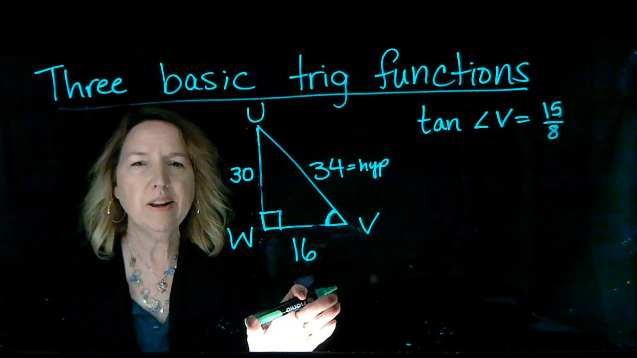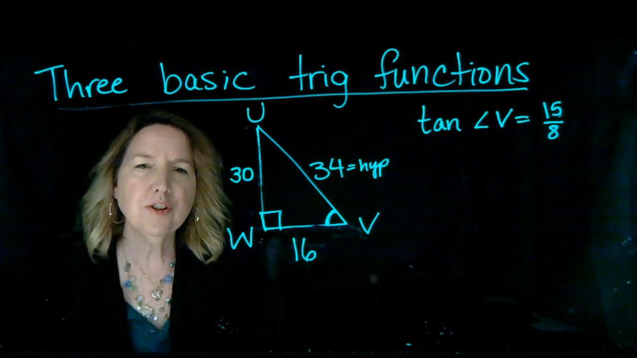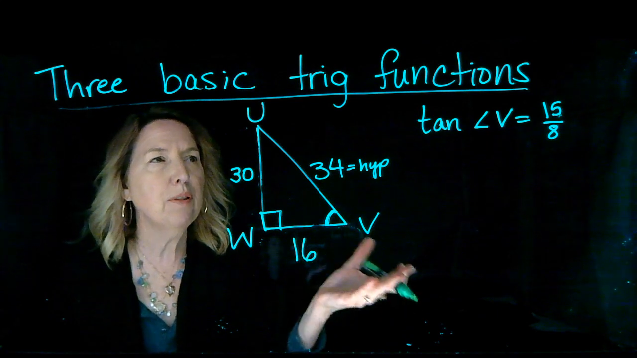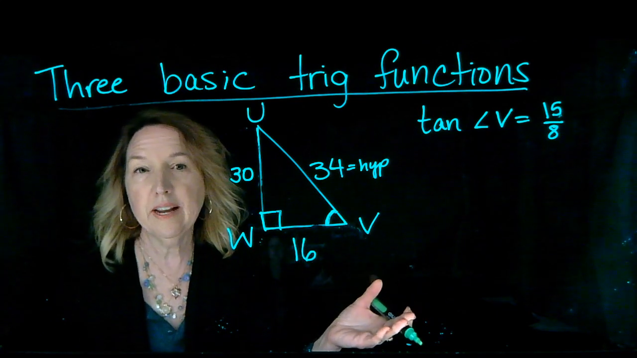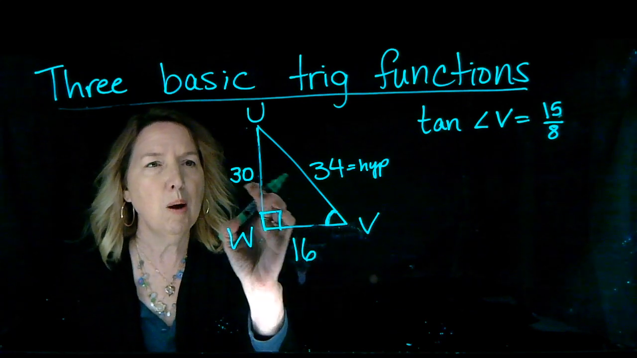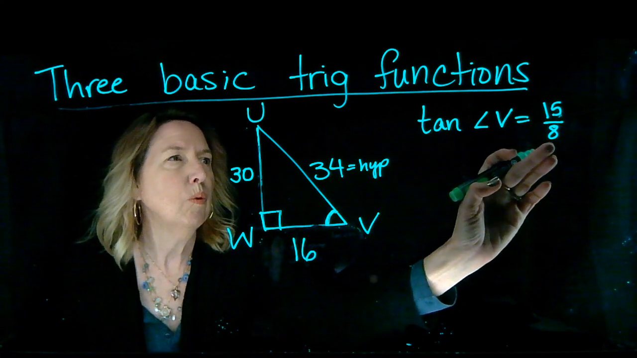I left the same triangle as the previous problem because I wanted to show you that on this triangle, they can ask for other sides. What's the tangent of angle V? The tangent of angle V is the opposite over the adjacent, which was 30 over 16, which we reduced.